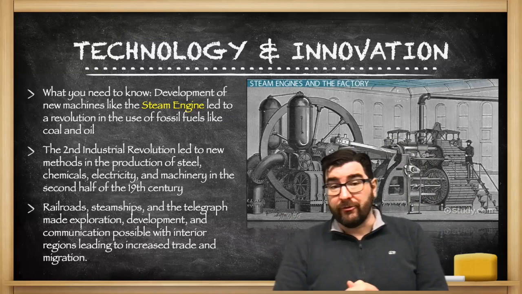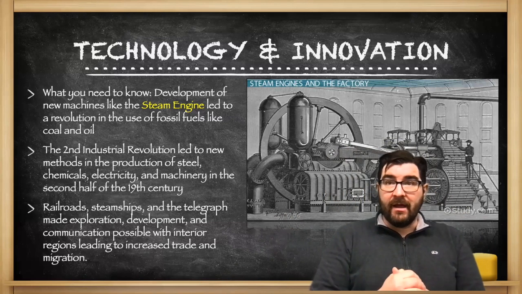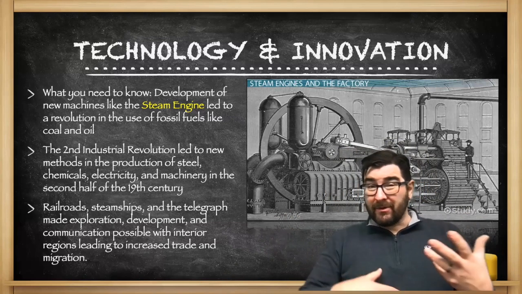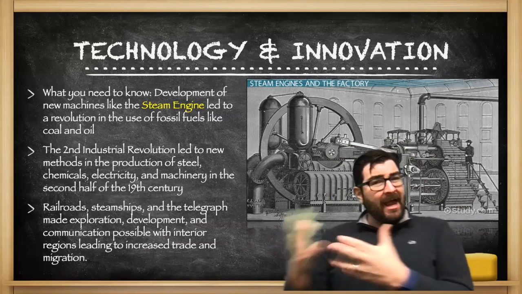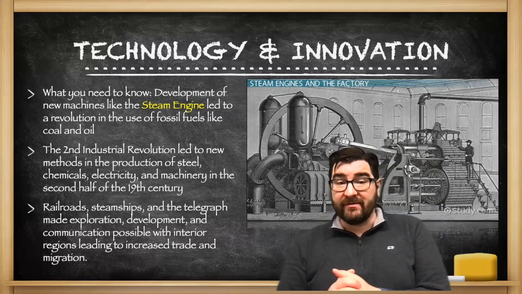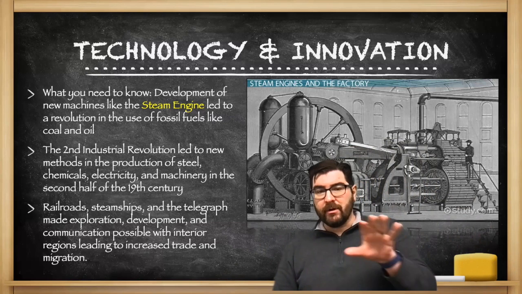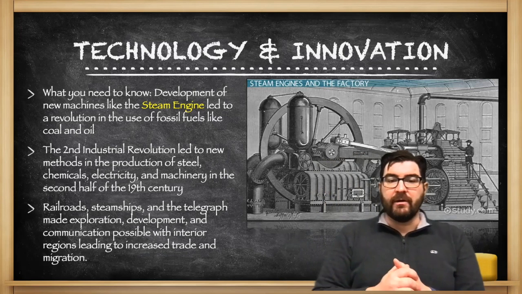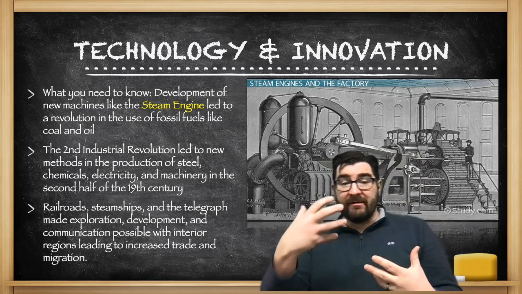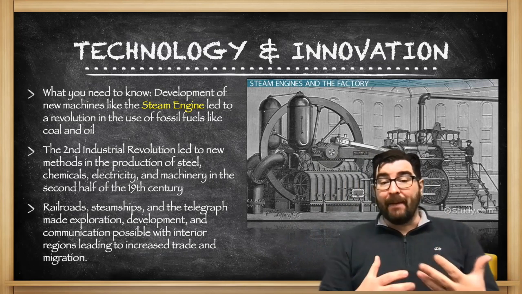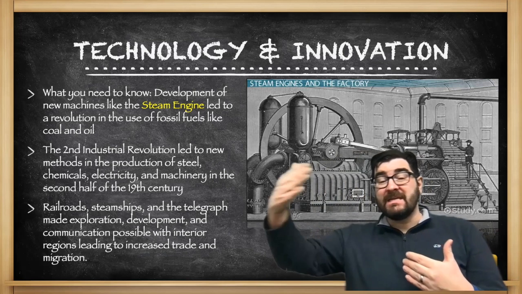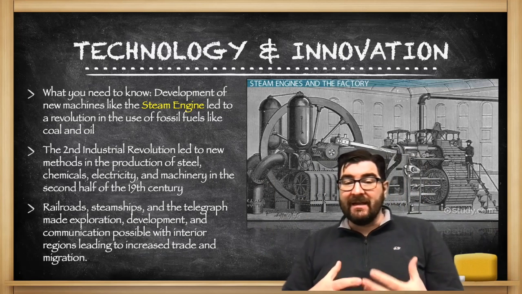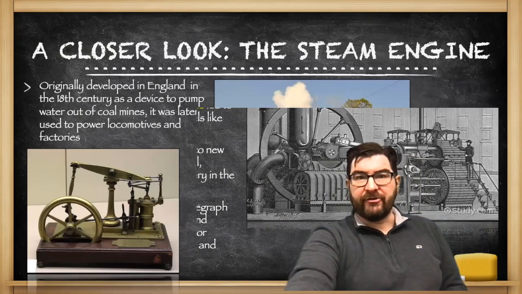The second revolution is going to lead to new methods in production of steel, chemicals, electricity, and machinery, and we're going to see that in the latter 19th century. And then finally, railroads, steamships, and the telegraph are going to be developed during this industrial age that will make exploration, development, and communication possible with interior regions, leading to increased trade and migration of peoples.